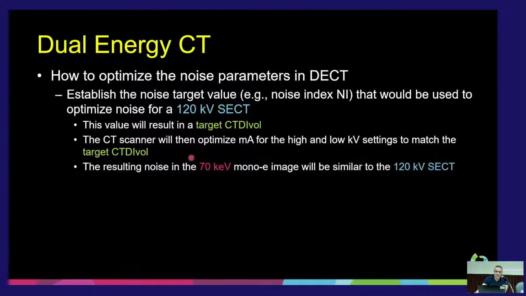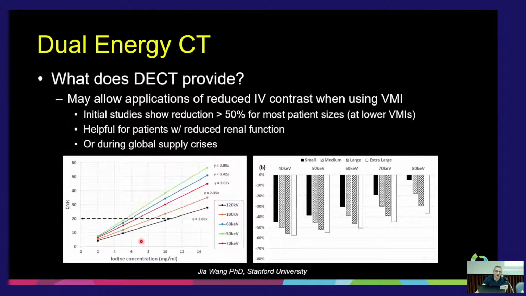Okay, so 70 keV on those VMIs is the one that looks the most similar to a 120 kV single energy acquisition. If our doctors are very used to looking at, say, adult abdomens at 120 kV, then imaging dual energy and reconstructing with 70 keV would give you a similar feel for the noise and all that kind of stuff.